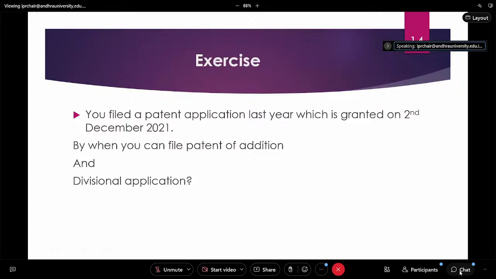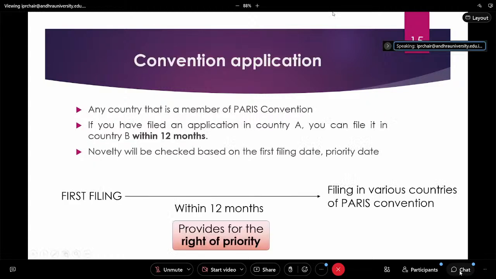However, you will file your patent of addition when you have some improvement or modification in your invention, and a divisional application is generally filed when you have multiplicity of inventive step. That may sound odd. That means you have multiple inventions in your application. But divisional application, this is just a question to analyze whether you have understood or not. So this situation will not come.